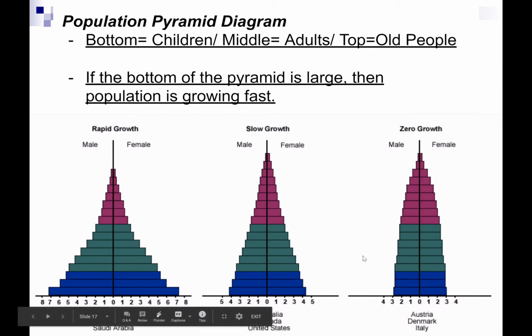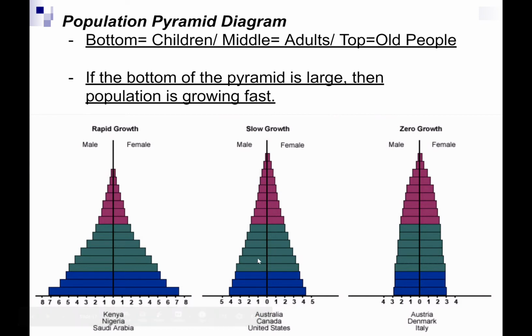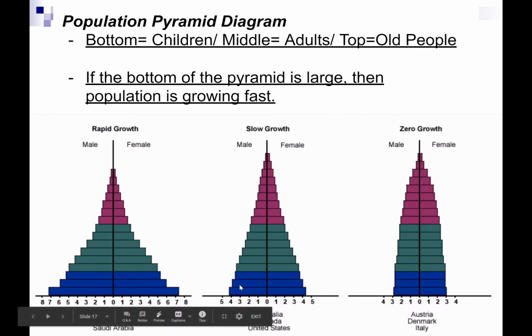If you look here in Australia, it's slow growth. In the US, the base is not that big. If you look, the number is 4. That means they're having only about 4 kids per family. So they're still growing, but it's a lot slower. If you notice here in zero growth, they're at about 2 or 3.